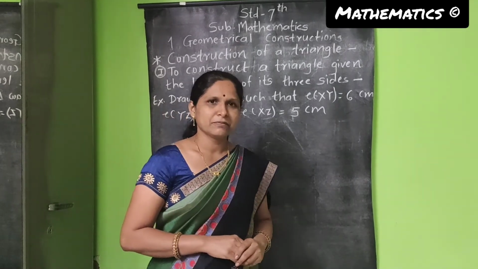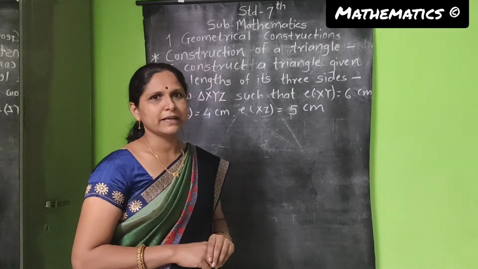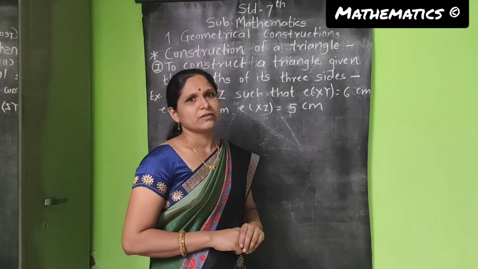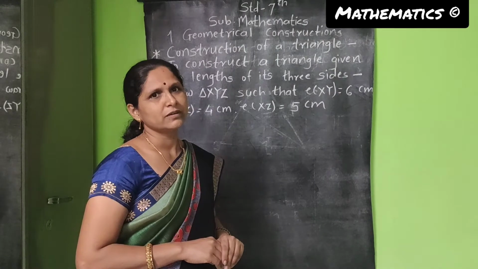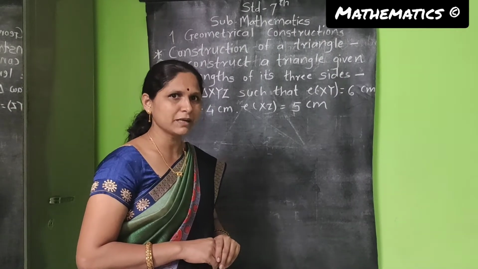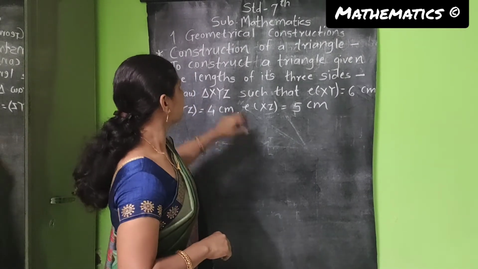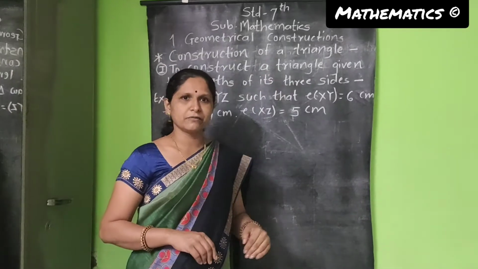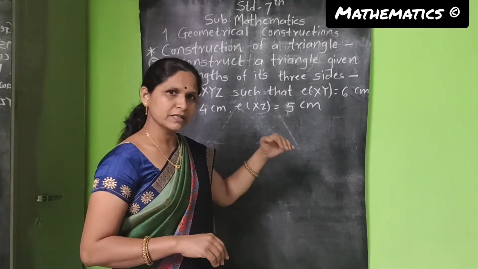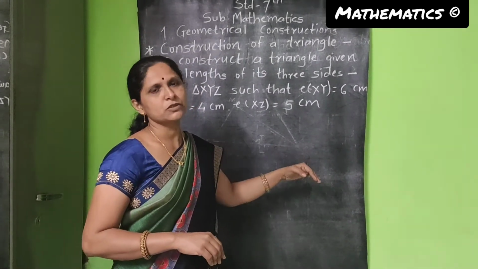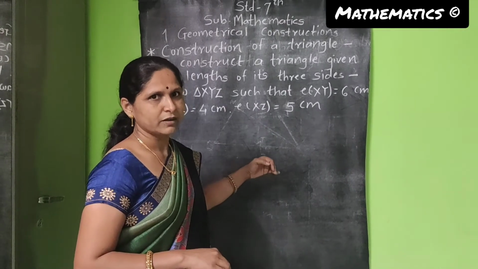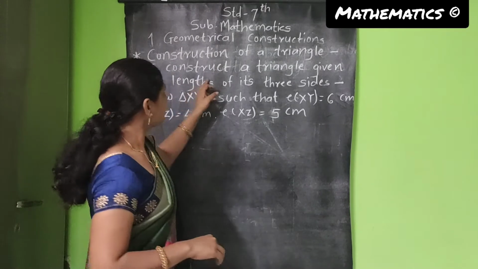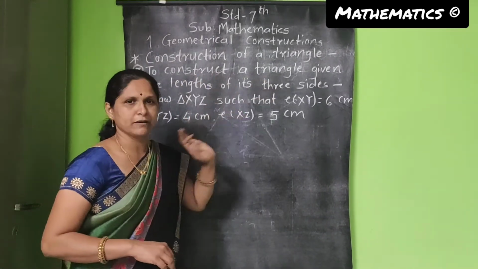In everyday life, before constructing a building, a rough sketch is drawn on paper. It makes it easier to construct the building. Similarly, before constructing a geometrical figure, a rough figure is drawn and it helps to construct the fair figure, the fair diagram. Today, we learn about the constructions of the triangle.